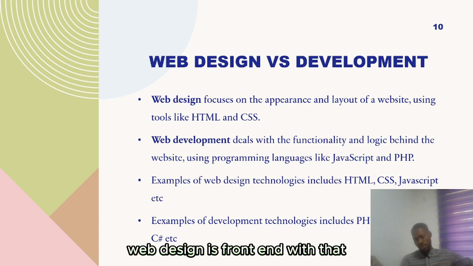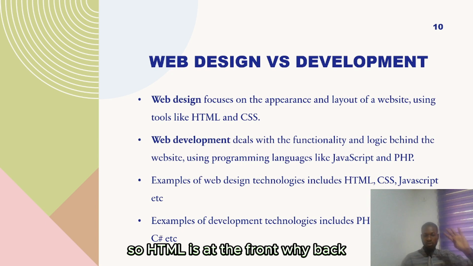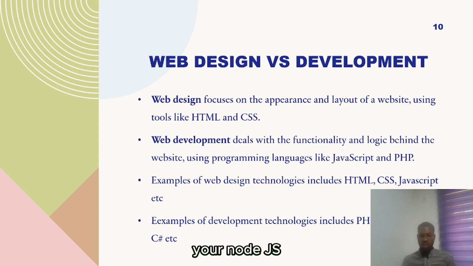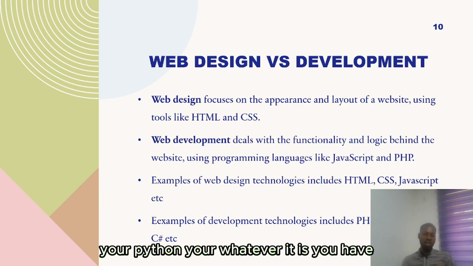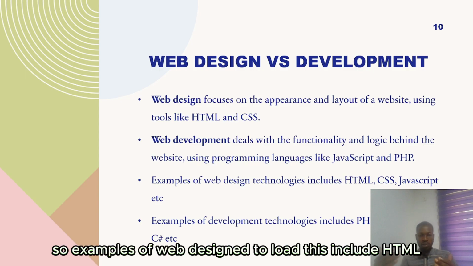Right, so that is what they mean. Web design is front end. So HTML, CSS, JavaScript, and Bootstrap are at the front. Why back end? PHP, your Laravel, your Node.js, your C Sharp, your C++, your Python, whatever it is you have, it is a back-end programming language. And so examples of web design technologies include HTML, CSS.